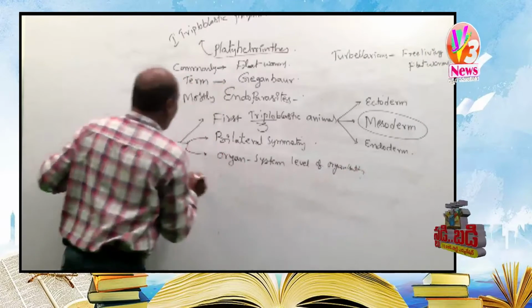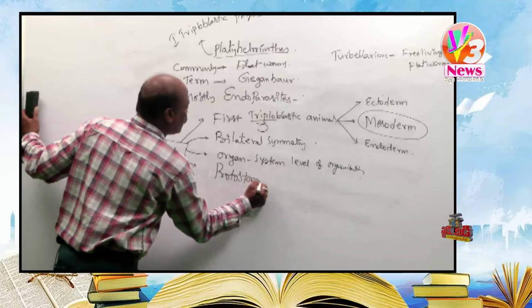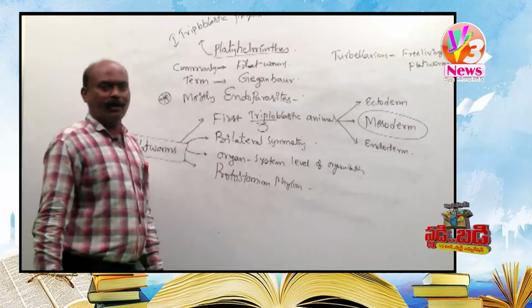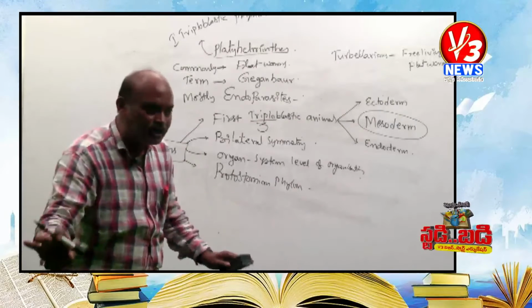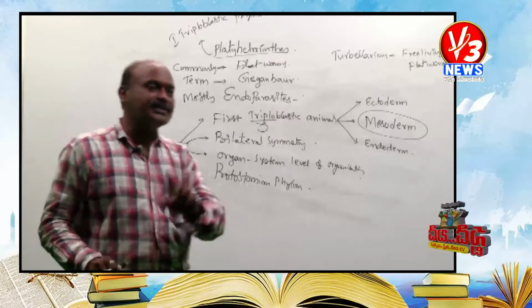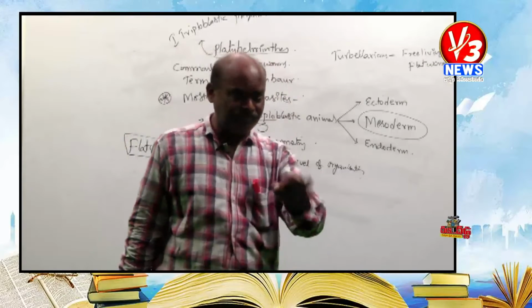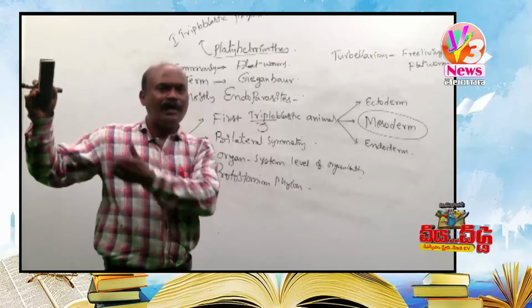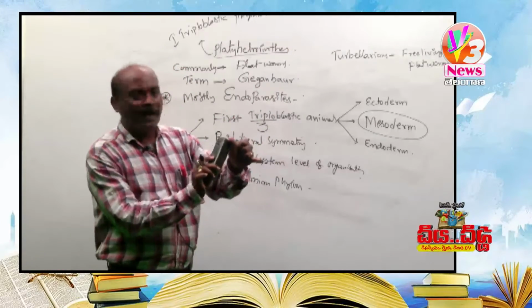And one more important point regarding level of organization. Sponges have a cellular grade of organization. In Cnidarians as well as ctenophores, tissue grade of organization. But in Platyhelminthes, organ system level of organization.